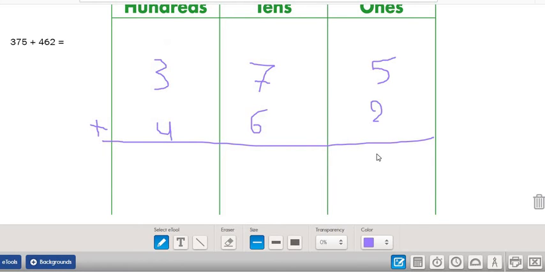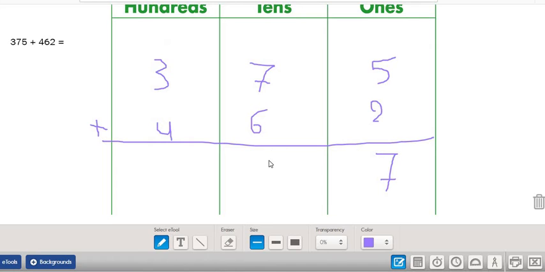5 plus 2 equals 7. Since we have less than 10 ones, we don't have to regroup. We have only one digit. It's 7. But what about tens? Here we have 7 plus 6. 7 plus 6 is 13.